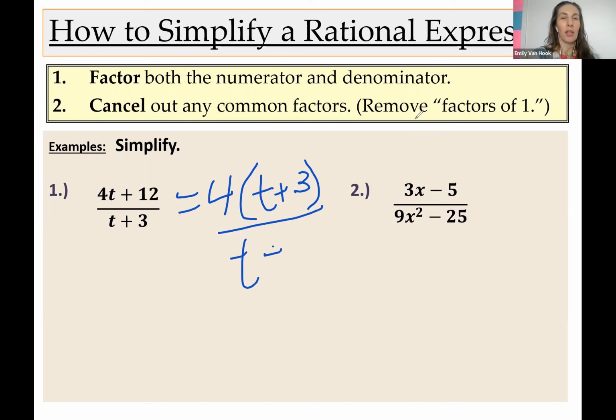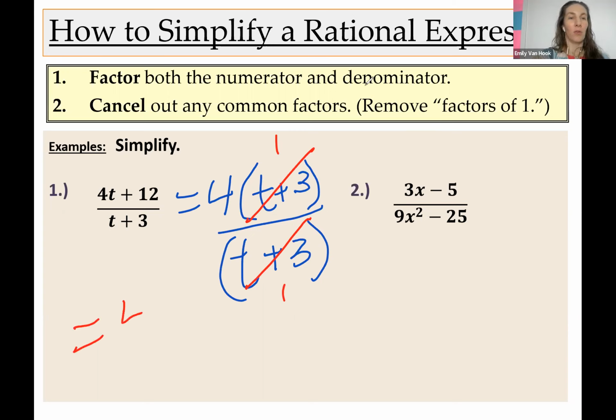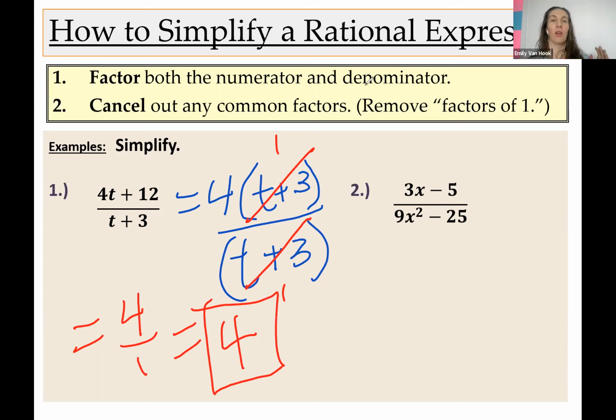What I'm going to suggest is that you put parentheses around it because I want you to be reminded that t plus 3 is all one factor. So now hopefully you can see there is a common factor of t plus 3. T plus 3 divided by itself is equal to 1. Anything divided by itself is equal to 1. So really this turns into 4 times 1 over 1, which is 4 over 1, which is 4. So the final answer for this problem is just 4 because we factored and then we canceled out common factors. That's number 1.